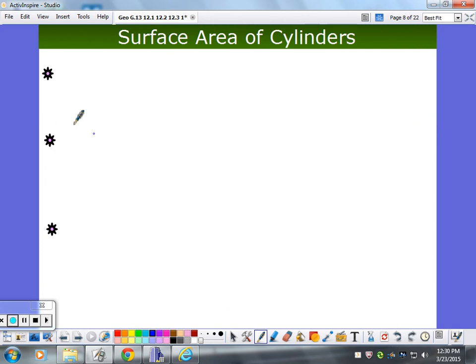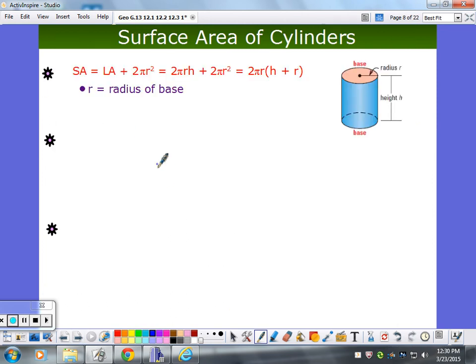Okay, cylinders. You did the worst one, that was the worst one there is, so it's only going to get better from here. Cylinders are really the same thing. It's the lateral area plus the lids, like a soup can. It's going to be the lateral area plus 2B, just like it was for prisms.